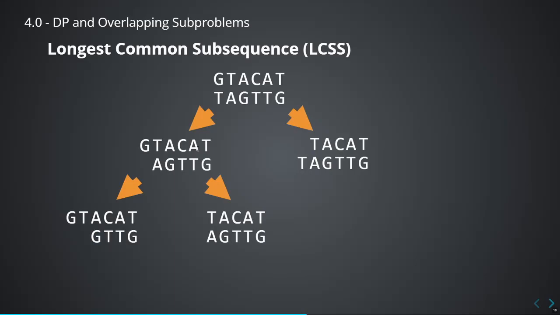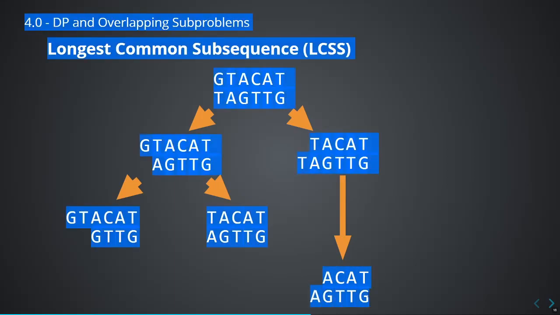Go right, reduce the top one. But if I see a TACAT and I see a TAGTTG on the right subtree here, well, these two match. So I gotta do something special here. I'm just going to take the matching character. That's the T and the T here. So I'm gonna end up with ACAT and AGTTGT.